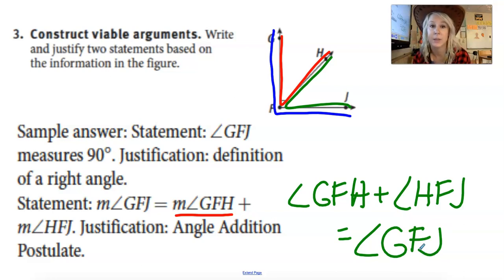You could have probably said something about complementary angles too. So you could have said that GFH and HFJ, those 2 angles equal 90 because they're complementary. That would be a good one too. Okay, so if you want to check your answers, let me know. But it just wanted a statement and a justification.